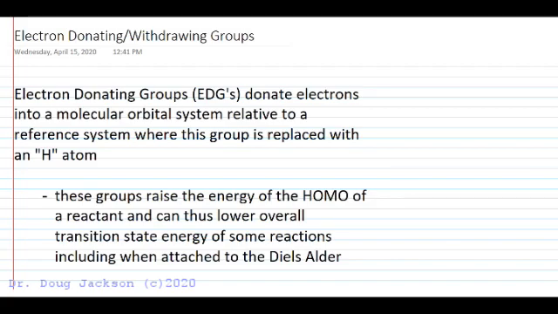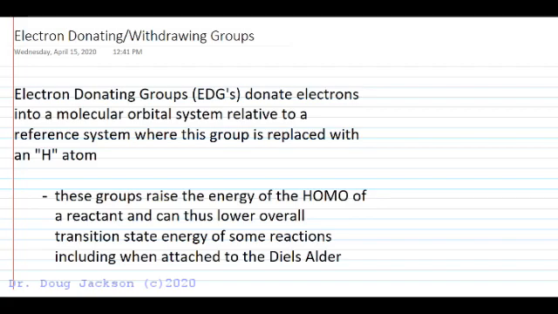We'll mention nucleophilic aromatic substitution and Diels-Alder as well, and how these groups affect those reaction rates. But generally the principles we're going to look at are widely applicable. We'll even get into a little ortho-para direction for those electrophilic substitution reactions of benzene.